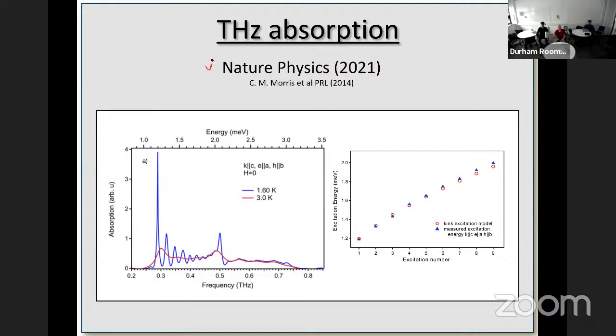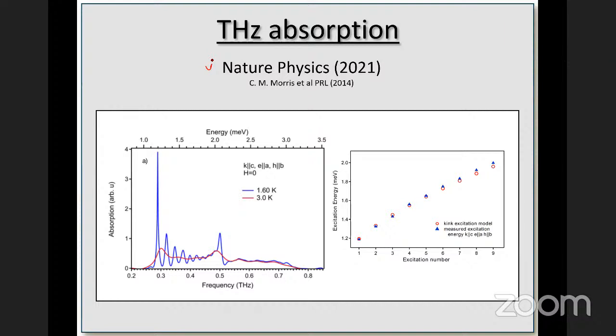We have it just up here in Nature Physics. So these are these discrete resonances away from the critical point, which are described by Airy functions. This experiment is slightly different. It's not neutron scattering; it's terahertz absorption.